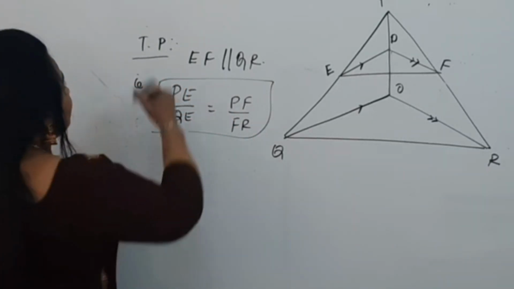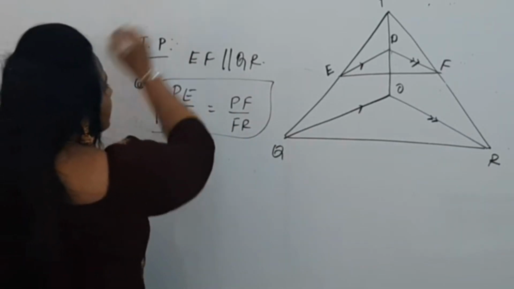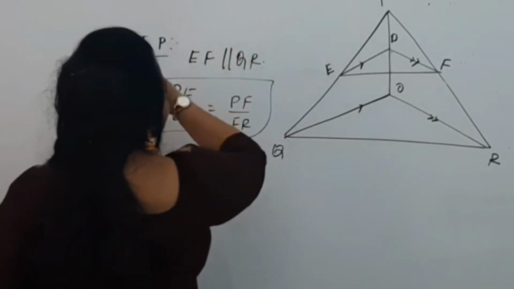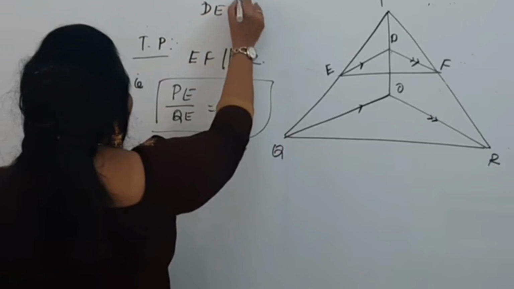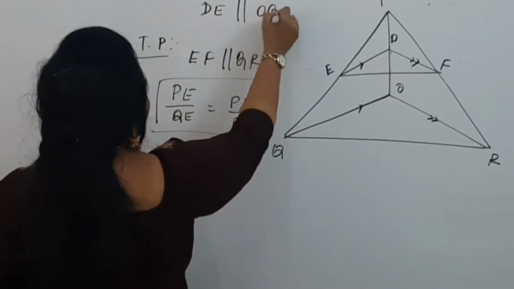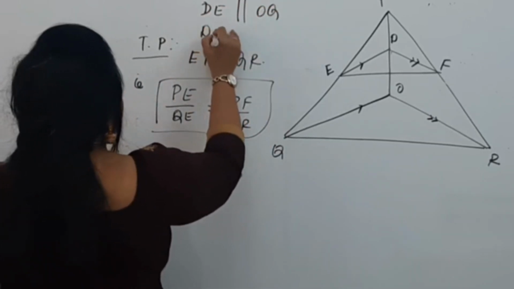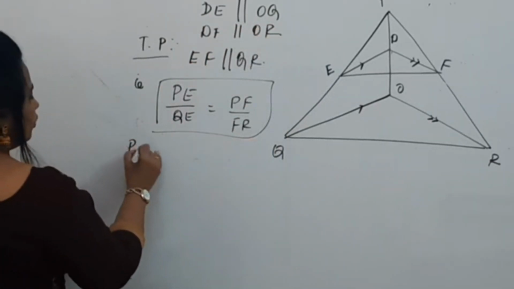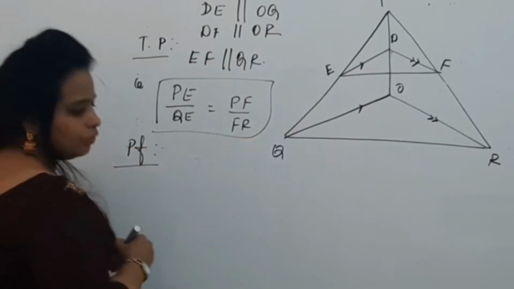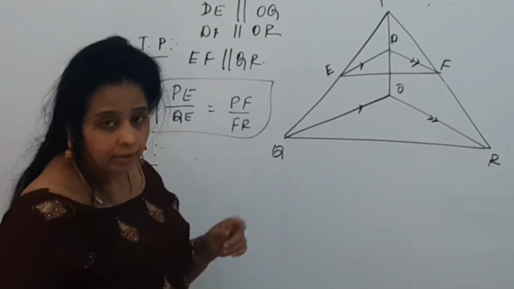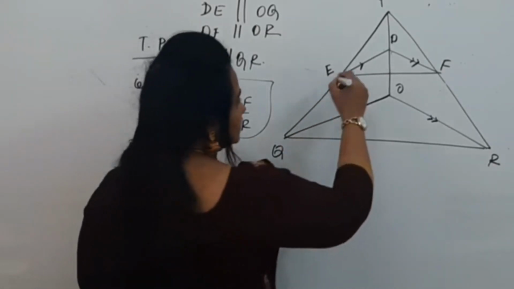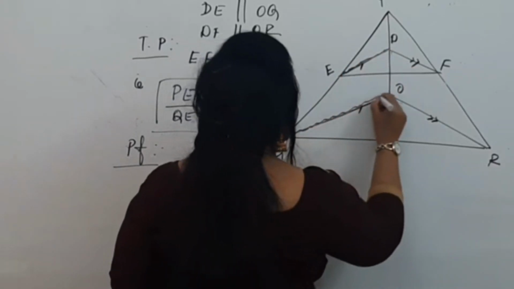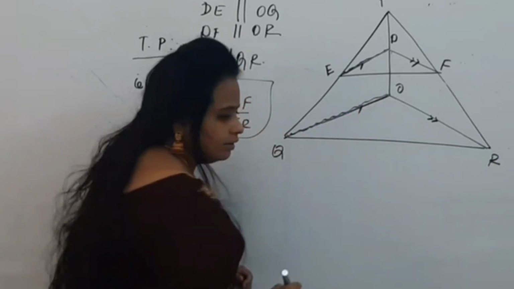So what is given first? Given is in triangle PQR, DE is parallel to OQ and DF is parallel to OR. This is what I'm given. So I'm going for the proof now. Children, you should know how to pick up your triangle. That's a big task here. So DE is parallel to this one. I told you this is the bigger line, correct?